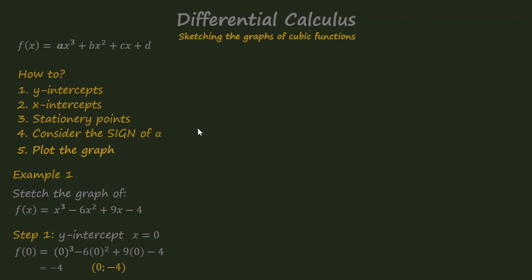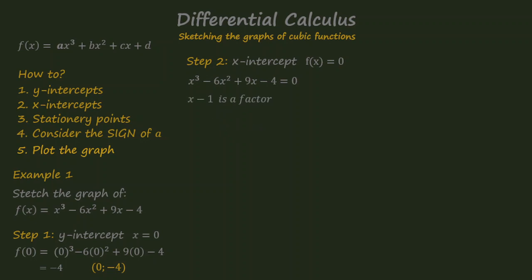Then secondly, we can find the x-intercepts. To find the x-intercepts, we set y equal to 0, or f(x) equal to 0. When we do that, we'll be left with this polynomial. Now, to factorize this polynomial, we go back to the factor theorem. We try to find the factor that makes this polynomial equal to 0. I tried x equals 1, which makes x minus 1 my factor. So x minus 1 is a factor.